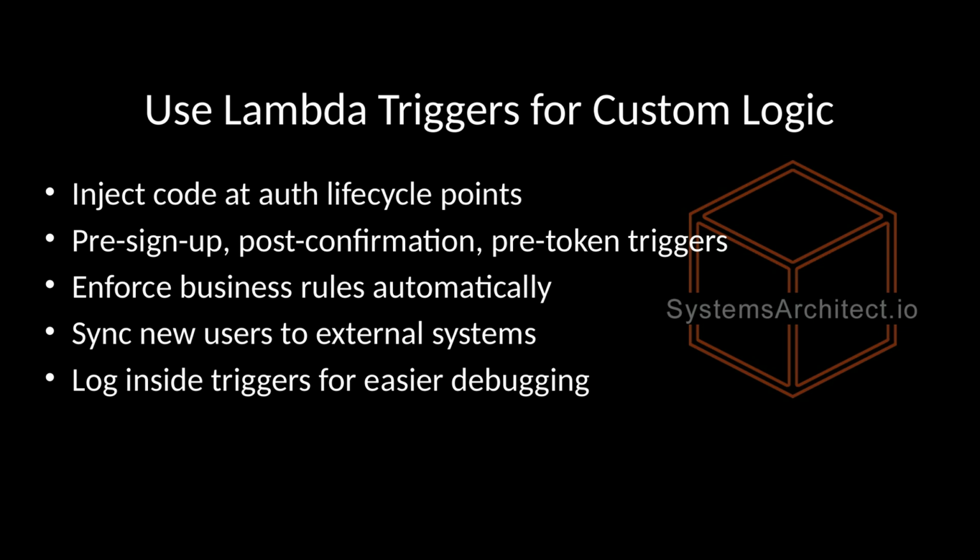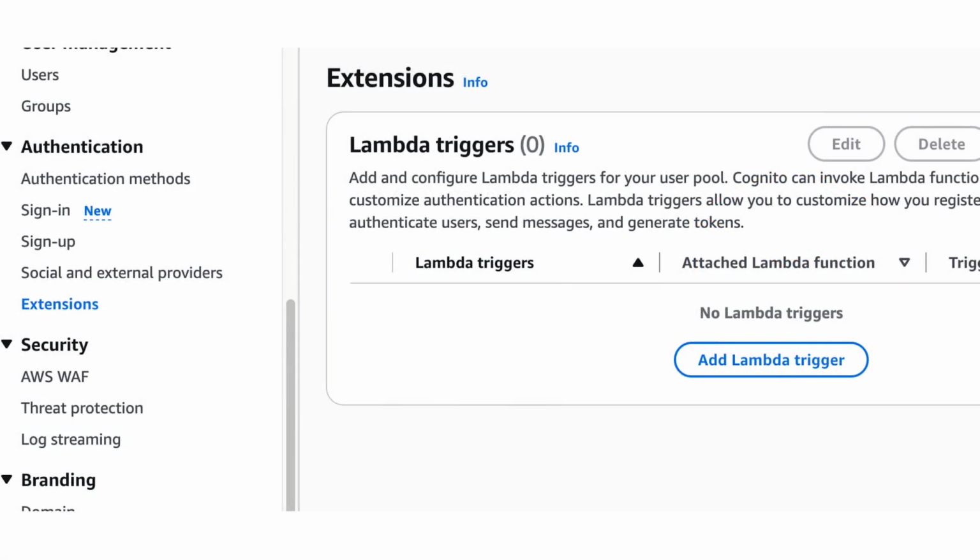Common uses include a pre-sign-up trigger that validates users, a post-confirmation trigger that provisions related resources, or a pre-token generation trigger that adds custom claims, letting you enforce business rules or sync new user data with an external CRM the moment an account is created.